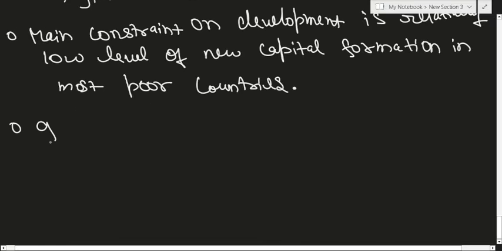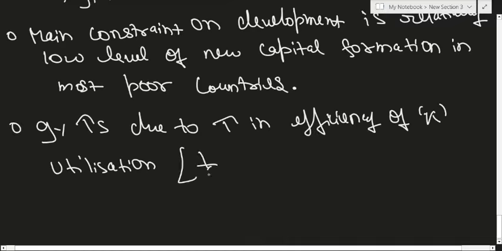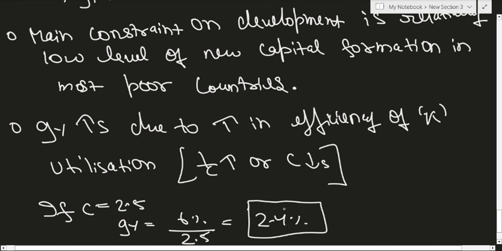Now if GY increases due to improvement in efficiency of capital utilization, that is, efficiency increases or C falls. If C now falls to 2.5, then GY turns to 6% upon 2.5, which is 2.4%. So this was a small numerical. Okay.